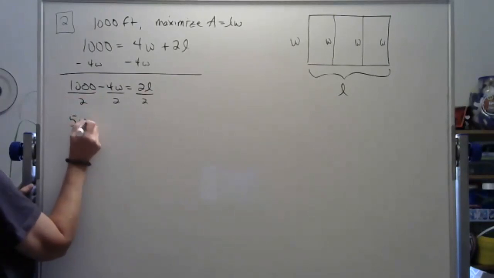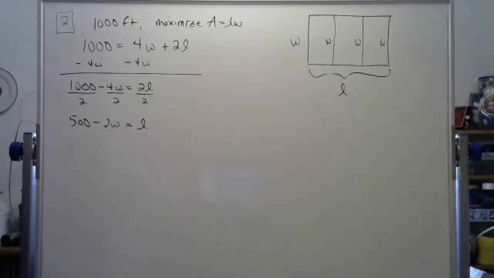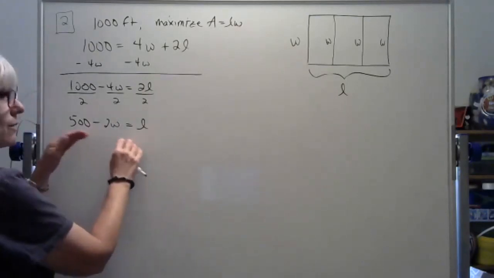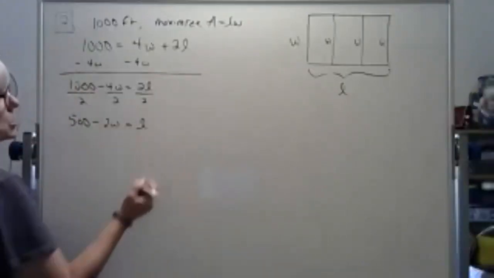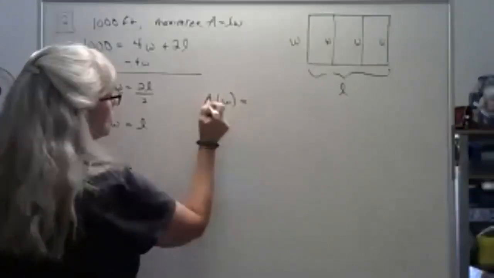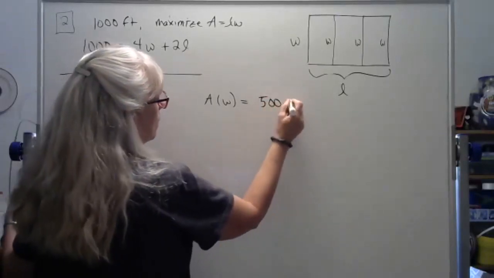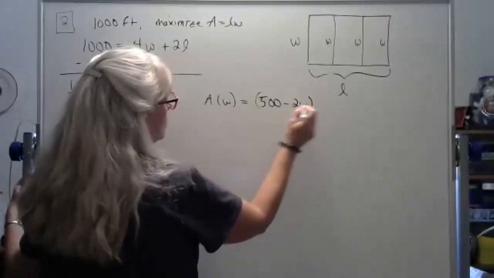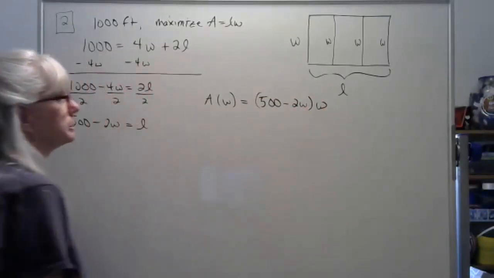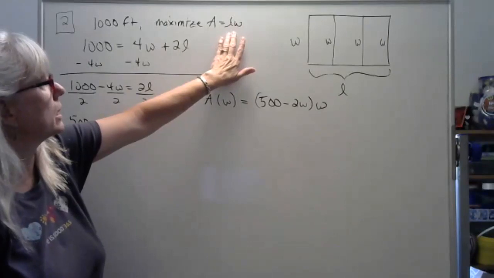So 500 minus 2W is equal to L. Then we're going to use that and substitute into the area. So again, just like we did in section 3.6, you solve for one variable and plug it into the other equation. So we now know that our area in terms of W will be, we'll pick up our L, that's 500 minus 2W times W. So again, we're taking this equation for length times width and just plugging in for the length.